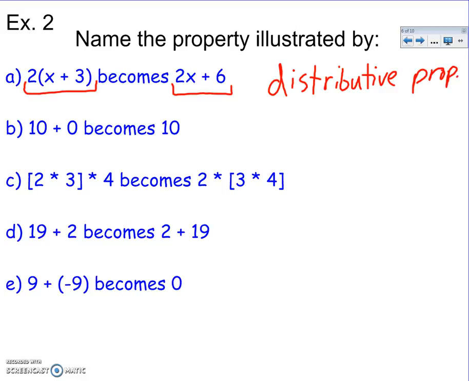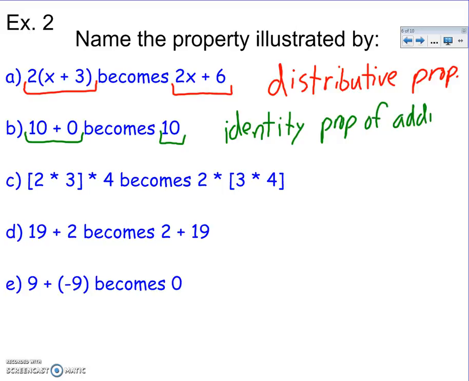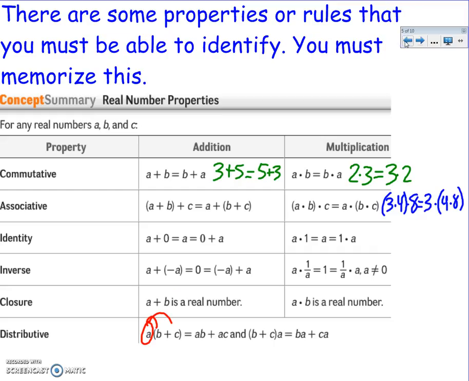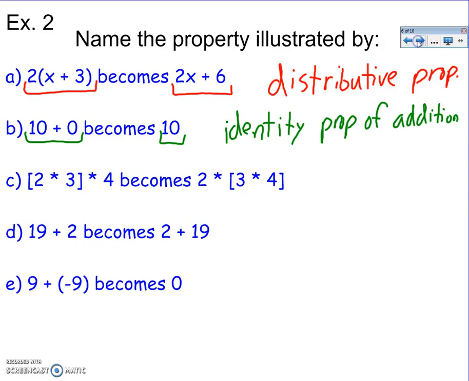All right, 10 plus 0 becomes 10. What happened from here to here? I added 0. Nothing happened. I'm still the same. This is the identity property of addition. You put a plus sign right there. Distributive doesn't have addition and multiplication in its name, because in distribution you see both the plus sign and the multiplication sign together.